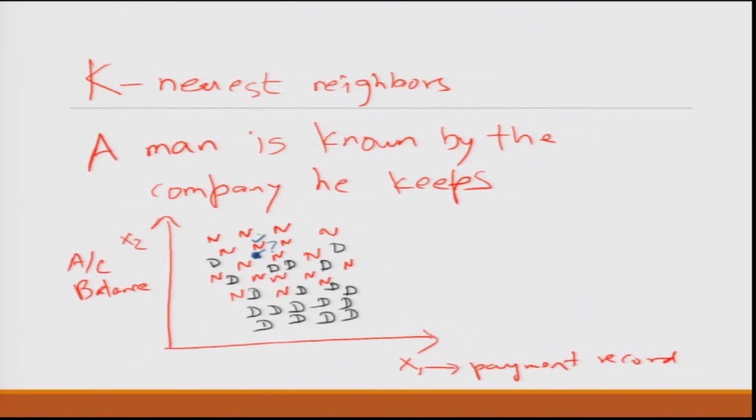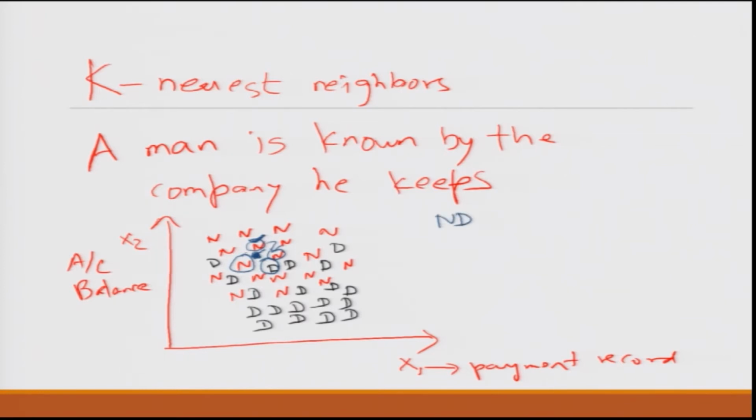If I choose two closest neighbors, then probably this and these two are the closest neighbors. So this may be a neighbor, this may be a neighbor. If I have to choose three neighbors, these three may be neighbors. If I have to choose four neighbors, then this fellow also becomes a neighbor. So if I make a rule that I will classify a person as per his closest neighbor, in that case I will choose this fellow and say that this record is a non-defaulter.